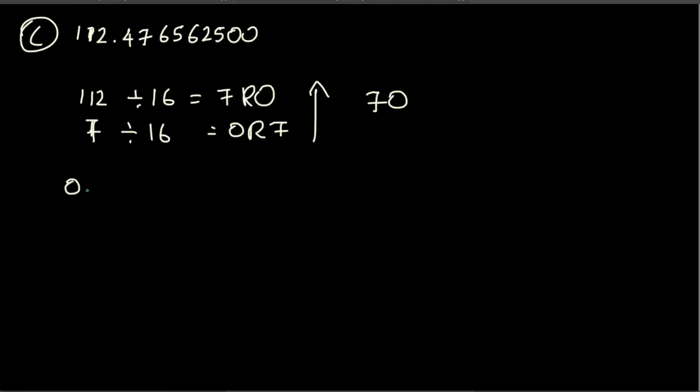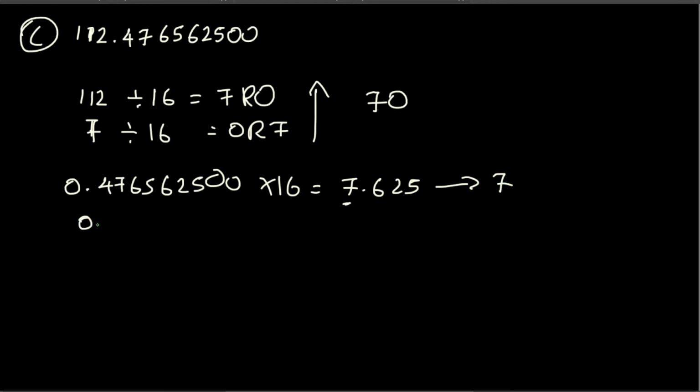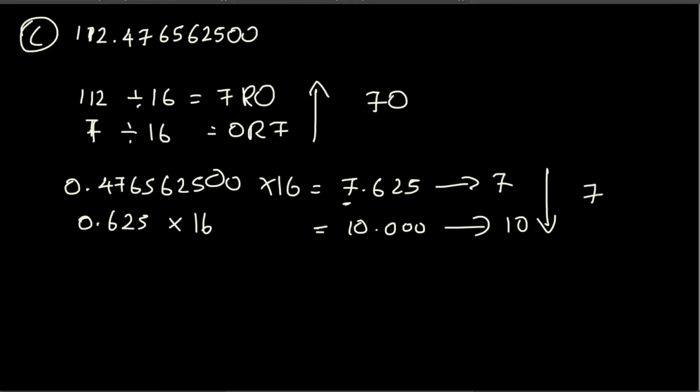If I take the fraction part, 0.4765625, and multiply it by 16, that gives us 7.625. The number in front of the decimal point is 7, so I put that right here. And 0.625 is the number after the decimal point. Multiply that by 16, and that gives us 10.0000. Once we get the 0.00 situation, we stop right there. The value in front of the decimal point is 10, and we read this from top to bottom. So 7 and 10, which in hexadecimal is A.